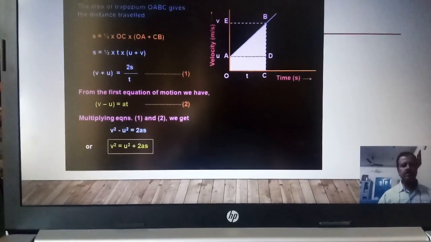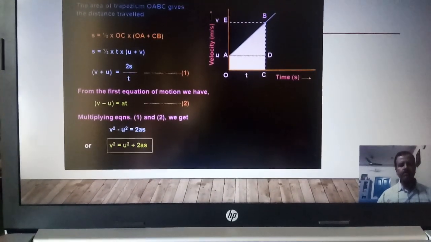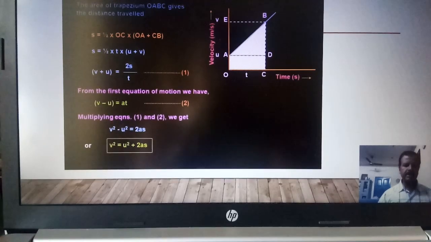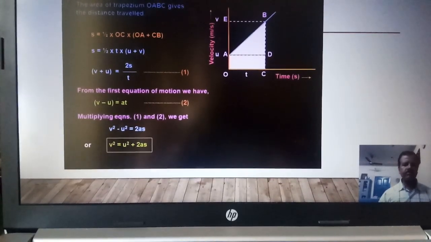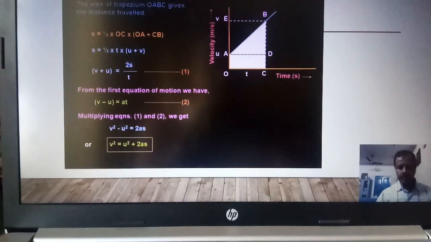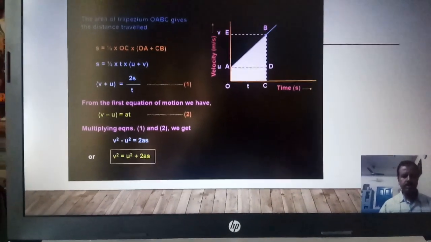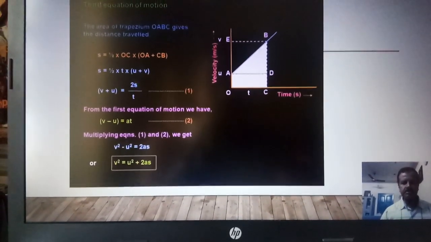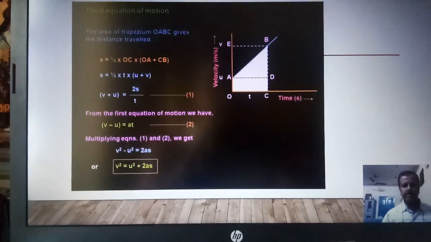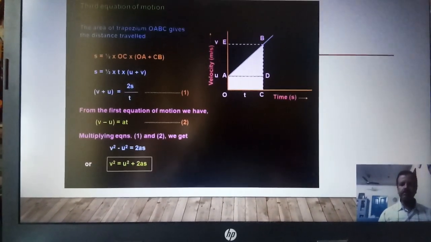These are the three equations for uniformly accelerated motion. These are also called the kinematic equations for uniformly accelerated motion. So in the next presentation, we will solve problems based on these three equations. And before that, if you have difficulty, please ask me and give me feedback.